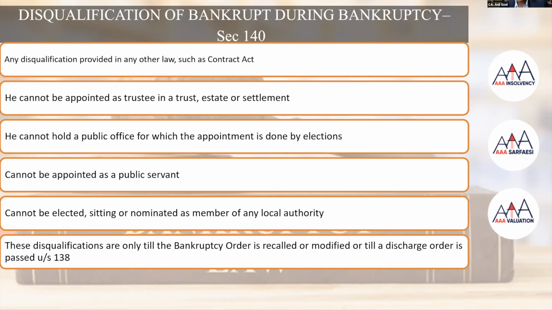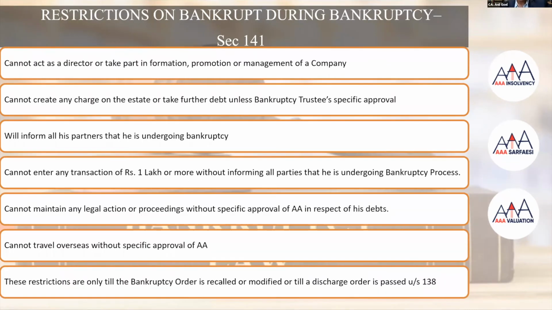Then these are the restrictions. Any person who is undergoing the bankruptcy process cannot act as a director or take part in the formation, promotion, or management of a company. He cannot create any charge on the estate or take further debt unless the bankruptcy trustee specifically approves. He will inform all his partners that he is undergoing bankruptcy. He cannot enter into any transactions of rupees 1 lakh or more without informing all the parties that he is undergoing the bankruptcy process. He cannot maintain any legal action or proceedings in respect of his debts without specific approval of the AA.